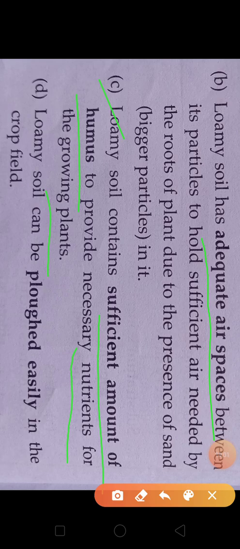I hope you have learned the composition of soil, the formation of soil, soil profile, and types of soil.